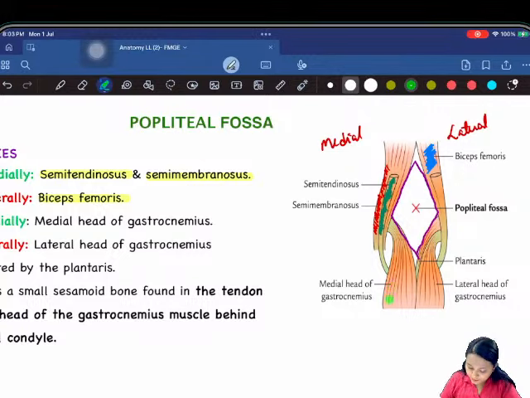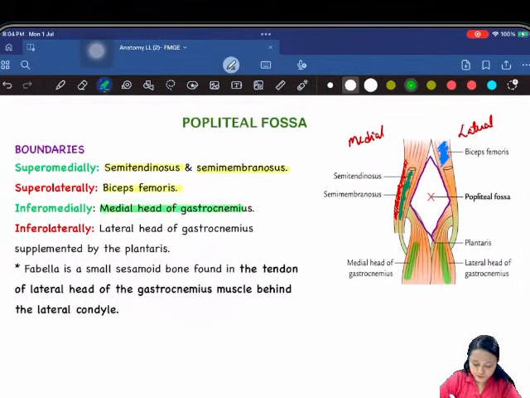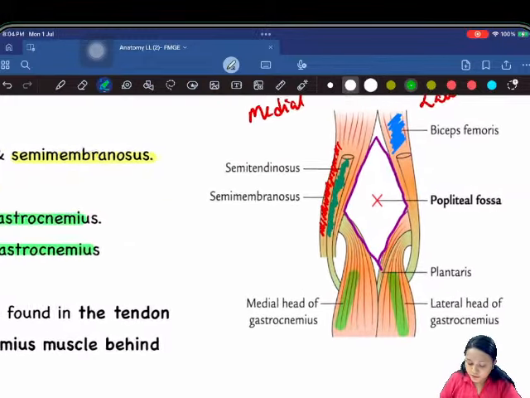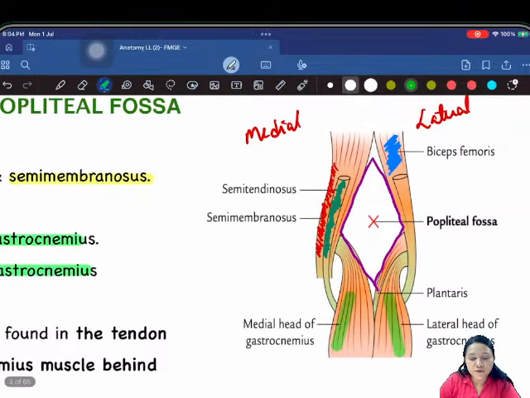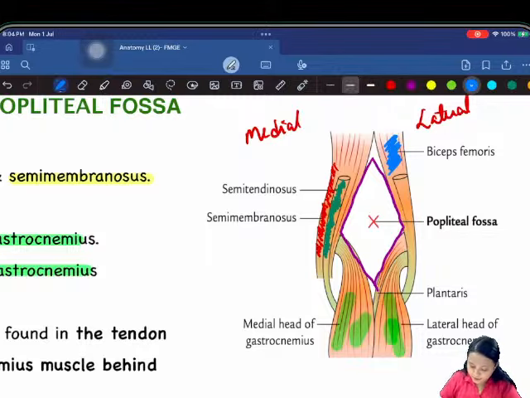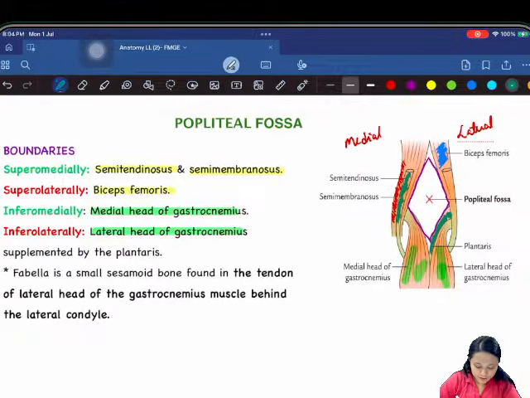Inferomedially you have the medial head of gastrocnemius and inferolaterally the lateral head of gastrocnemius. They have mentioned the medial head and the lateral head of gastrocnemius in the question. So now you know the boundaries of the popliteal fossa. Superomedially you have the semimembranosus and semitendinosus, which are your hamstring muscles, and the biceps femoris in the superolateral position. Inferiorly you have the two heads of gastrocnemius, supplemented by the tendon of plantaris on the inferolateral boundary.